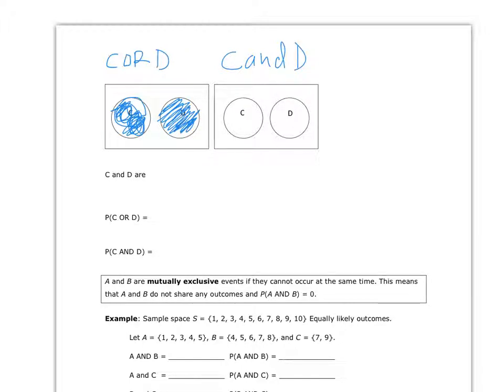Now, what about C and D? There we want to shade only the outcomes that are in both C and D. Well, there is nothing to shade because there is no overlap. When we have these two kinds of events that have no overlap, where there are no shared outcomes, we call those events mutually exclusive.